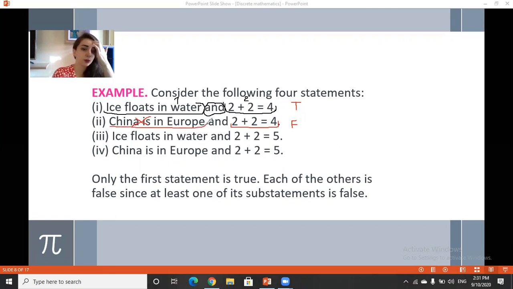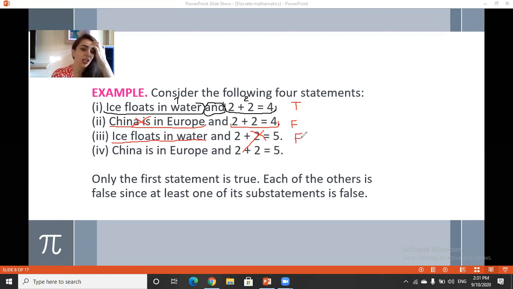Okay, ice floats in water. Is it true? Yes, it's true. And 2 plus 2 is equal to 5. It's not true. So the first statement, the first sentence, is true, the second is false. So our result is false.